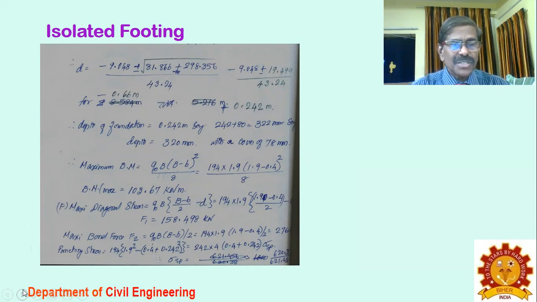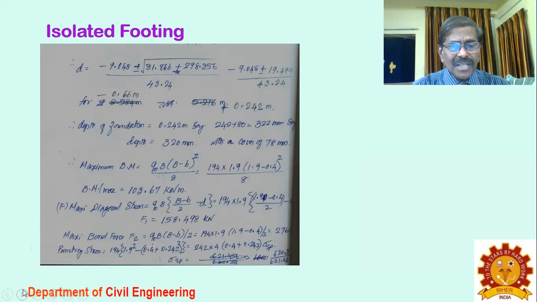103.67 kilonewton meters. And for the maximum diagonal shear, again you can substitute the same formula Q naught B into B minus D by 2 minus D, which is the shear at a distance D away from the face of the column. You get a value of 158.498 kilonewtons. So the bond force, you can equate it to F2 equal to Q naught B, B minus 2 by 2, and you get a value of 276.